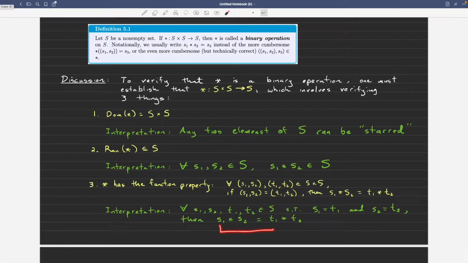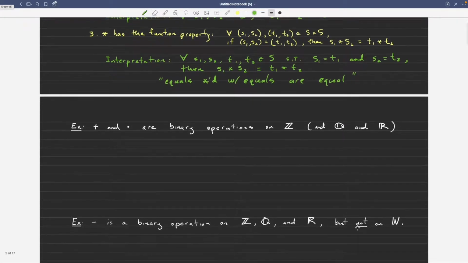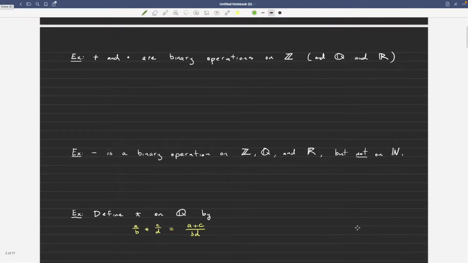So S1 and T1 were equal here, and S2 and T2 were equal. And so we expect that when we star equal things, we get equal results. So you can think of this as equals starred with equals are equal. Let's apply this to some things that are familiar and then some things that we'll contrive, but simple things.